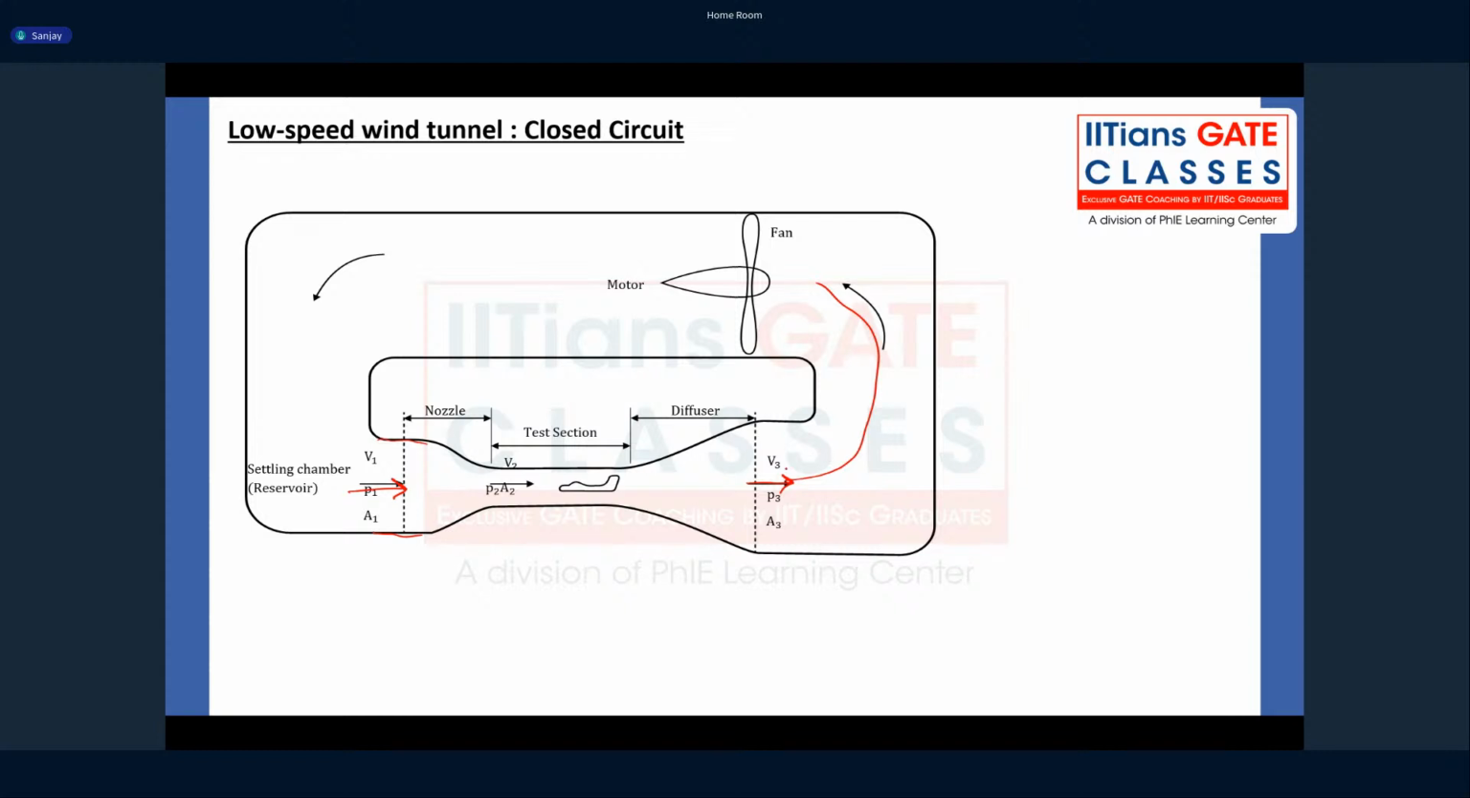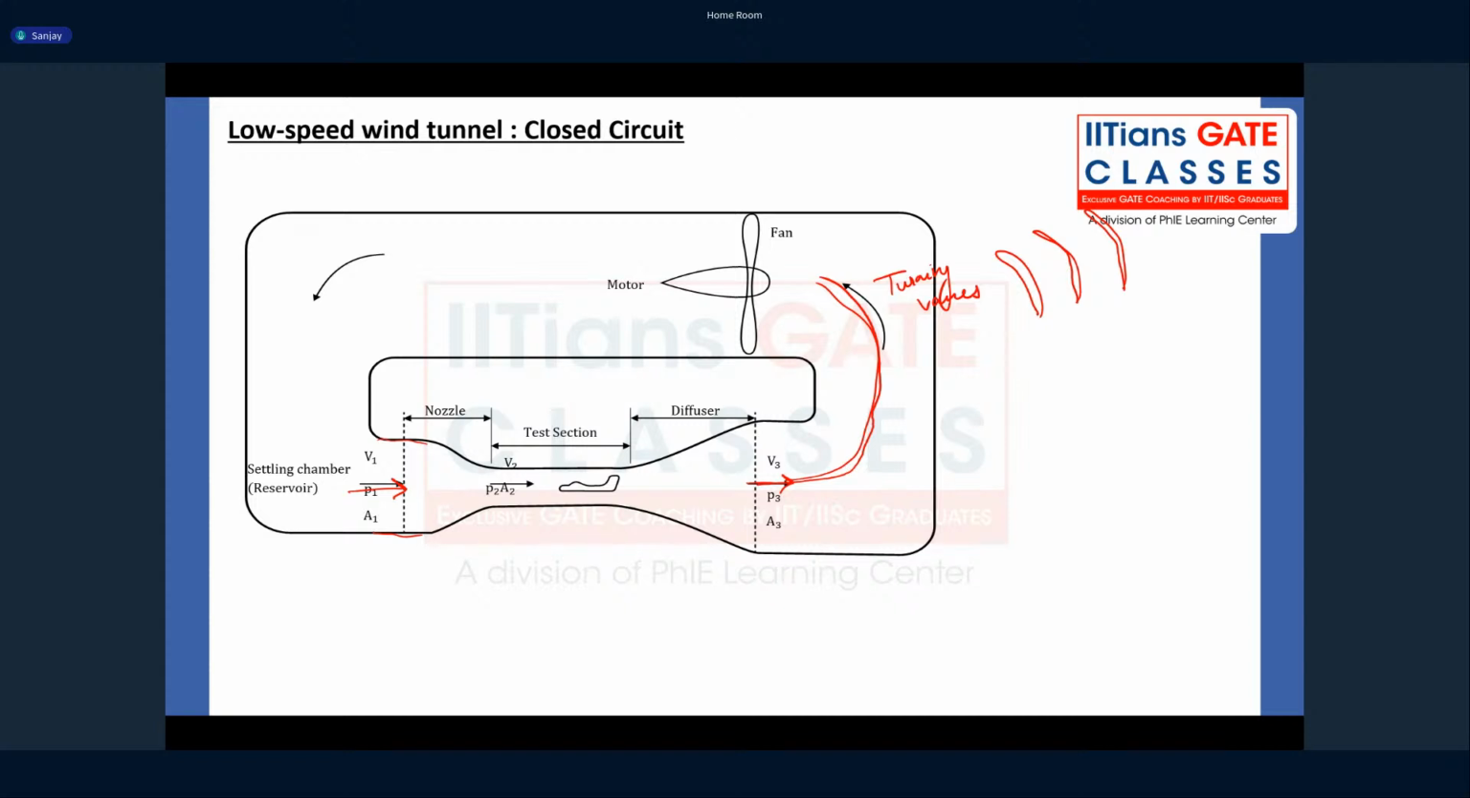What do I mean it is circulated? When the air is passing like this, it will come and it will turn. So you have to turn the flow. Now the flow does not turn automatically, you have to give a provision. So we have something known as turning vanes, which will turn the flow. And what is a turning vane? It is like a series of airfoil sections which will turn the flow.